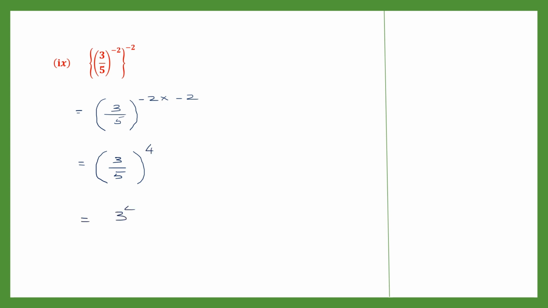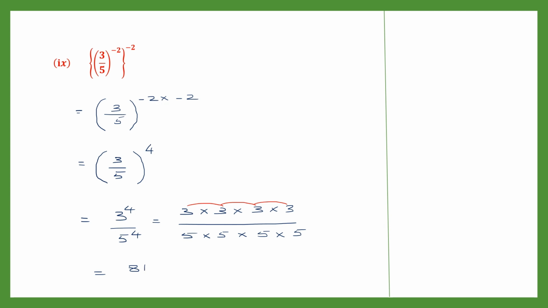This is 3 raised to the power of 4 divided by 5 raised to the power of 4. So that is 3 into 3 into 3 into 3 divided by, again 4 times, 5 into 5 into 5 into 5. Now let's multiply. 3 threes are 9, 9 threes are 27, 27 threes are 81. So we have 81 in the numerator. In the denominator, what do we have? 5 fives are 25, 25 fives are 125, 125 into 5 is 625. So our answer here is 81 by 625.